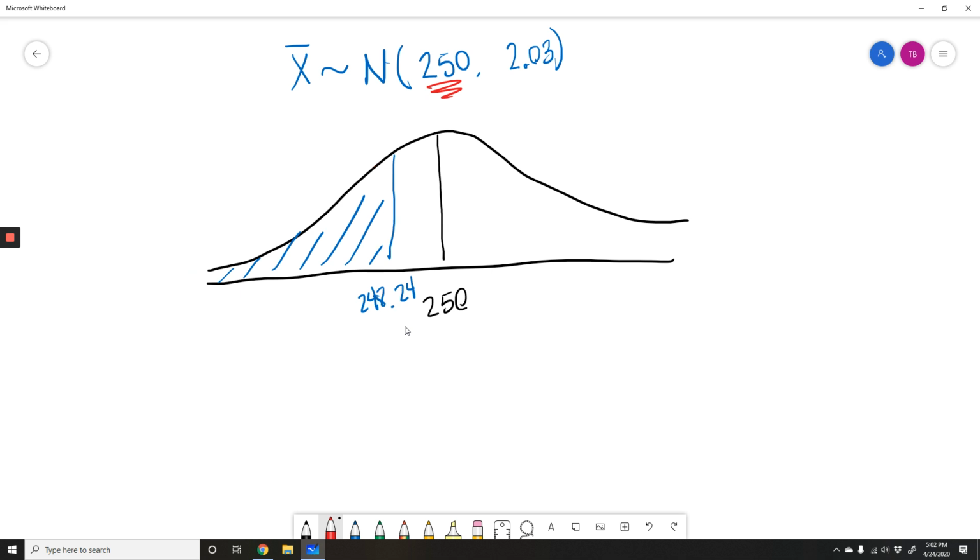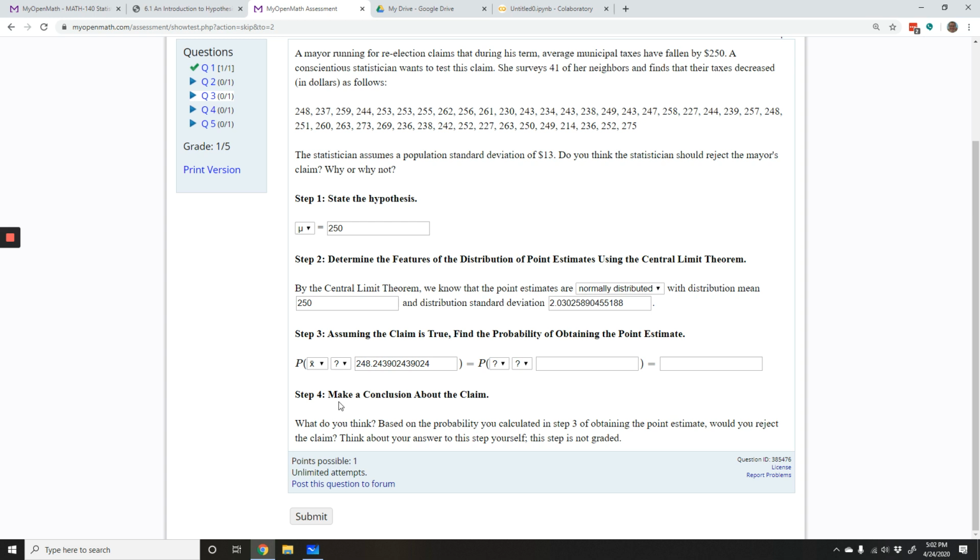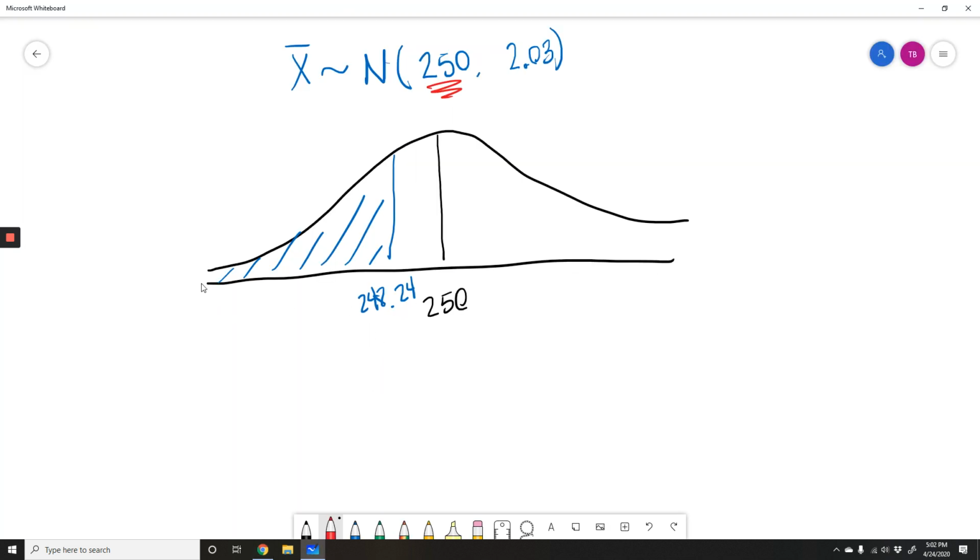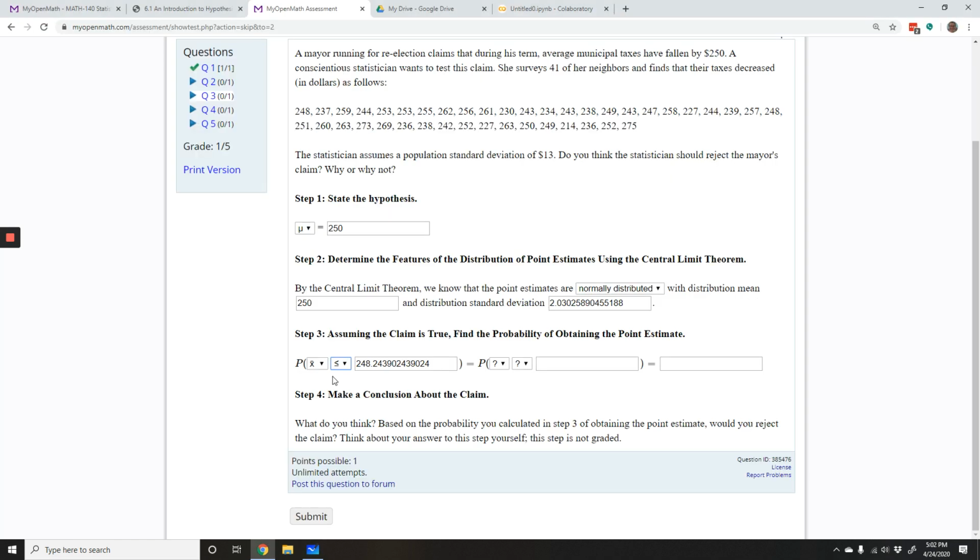So with that in mind, let's go back and look at what we have here. We still need that inequality symbol, right? Well, 248.24 is less than 250, and so we want the tail it's closer to. We can see that we're getting the lower tail, which is the values smaller than 248.24. So we want less than or equal to.